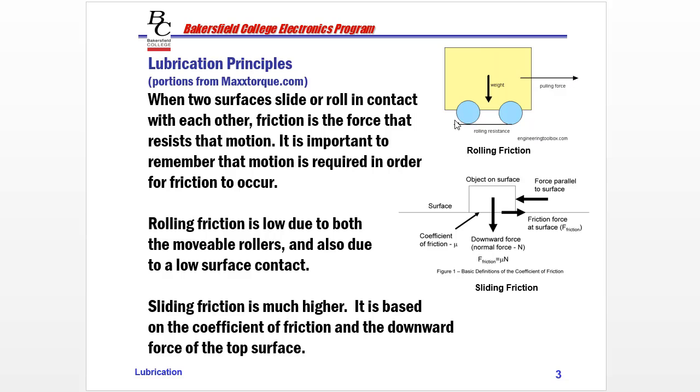One of the main reasons is, look at the contact. We have very little contact on this flat surface, where here we have a lot of contact. So our surface to surface contact is much greater. Since rolling friction is low, then sliding friction has to be much higher than that. It's based on the coefficient of friction and a downward force on the top surface.